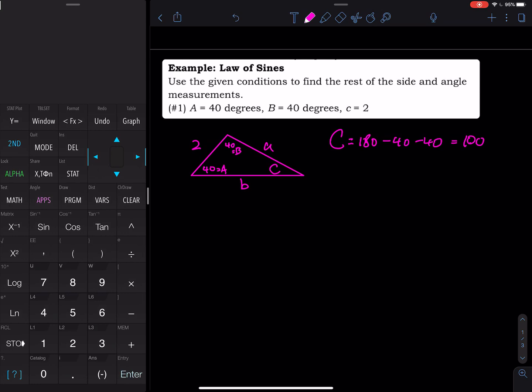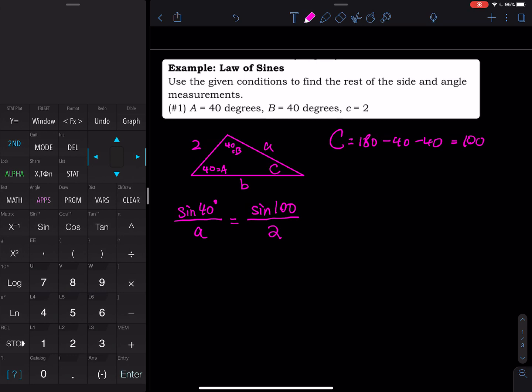So far we know everything about C. So here is what I am going to do. I am going to do sine of A, which is 40 degrees, divided by, oh, actually I don't know lowercase a yet, but that's fine. So divided by a, and then for C, we know the whole pair. So we know the angle C, which is 100 degrees, and then length c is 2. So this is one equation with one unknown. I can easily solve for that.